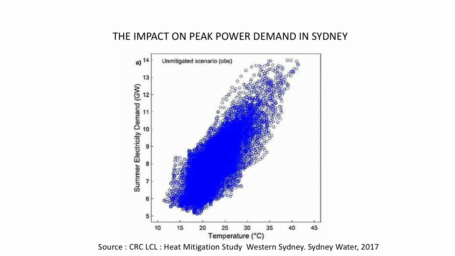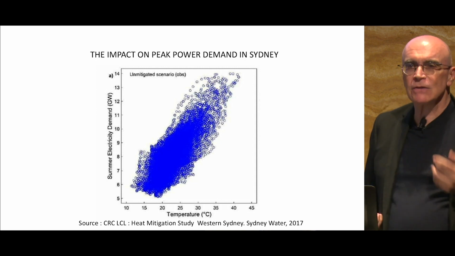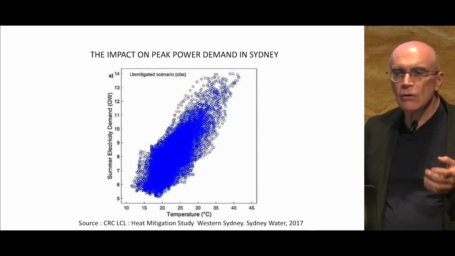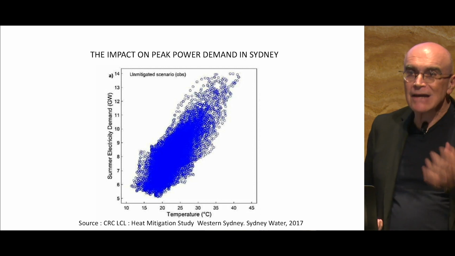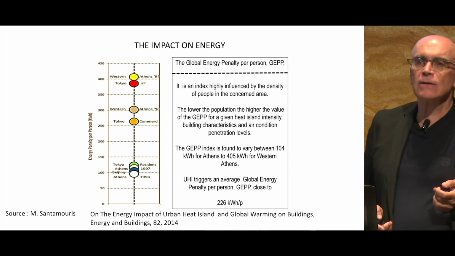You may ask me what is happening in Sydney. This is the distribution of the peak electricity demand in Sydney during the whole year. You may see that when temperature is quite low, 15, 20 degrees, we need almost half of the power plants than when temperature is much higher, 40 degrees, which means that about 50% of our stations have not to be operational during the whole year, which means that the cost of electricity is increasing tremendously.